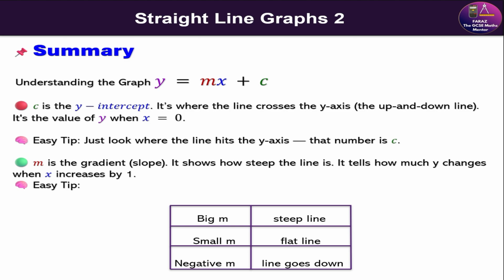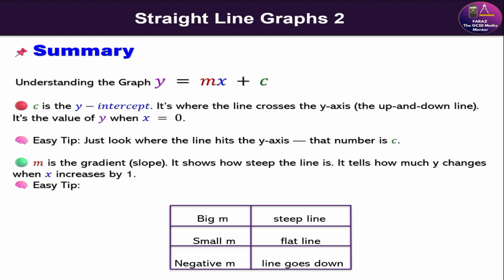Next is m, and this is where the magic really happens. M is your gradient, also called the slope. It shows you how steep your line is. For every one step across on the x-axis, the gradient tells you how many steps up or down you go on the y-axis.